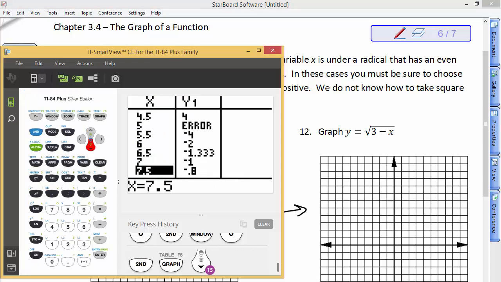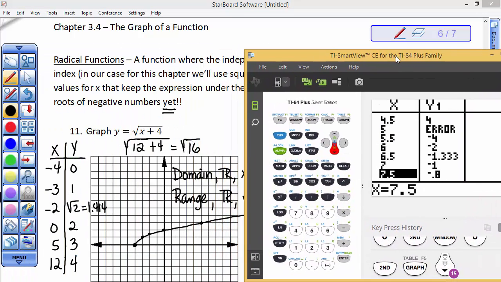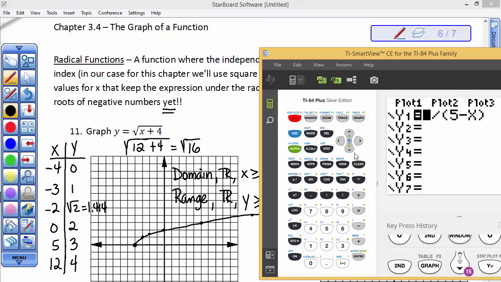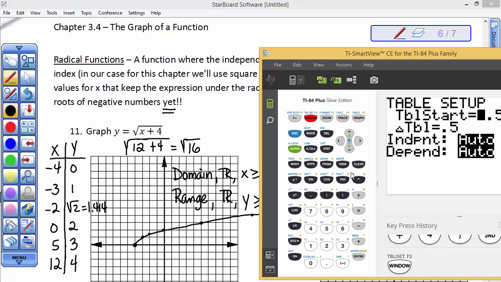Let's see if I can. I'm just going to put it in right here. So we have the square root of x plus 4. We'll close the parentheses. And you know, I started at a negative 4 here for x. I'm going to start my table at a negative 6, and I'm going to go in increments of 1.